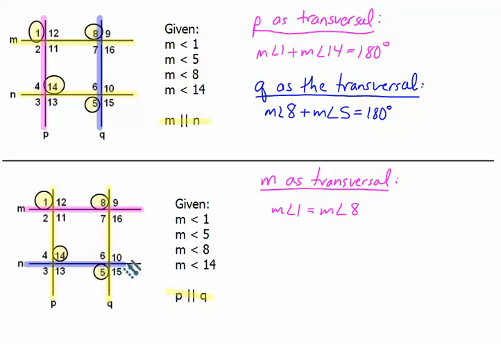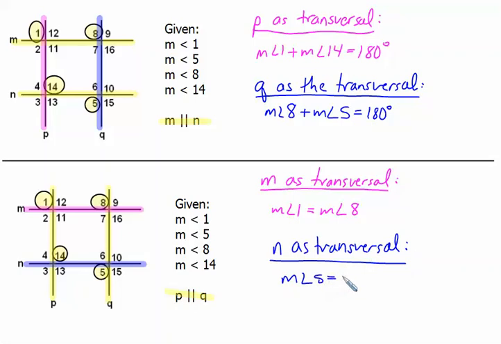The other transversal would be N. Looking at N, the angles involved are 5 and 14. They are alternate interior angles. And alternate interior angles are congruent when the lines are parallel. So looking at N as the transversal, we would say that the measure of angle 5 is equal to the measure of angle 14. Now if that's a little bit foggy for you, see if this makes sense.